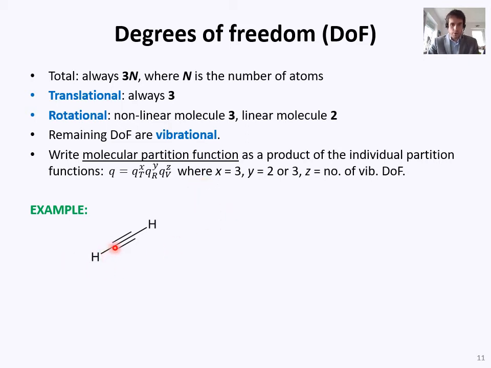We have 1, 2, 3, 4 atoms here. So in that case, we have 3n, so that's 12 degrees of freedom. It's a linear molecule, so it's got 3 translational degrees of freedom. It's got 2 rotational degrees of freedom. And how many vibrational degrees of freedom has it got? Well, it's got 7. That's the remaining, isn't it? So we can write that down here: trans, rot, vibrational, and we can then write our molecular partition function, and it looks like this.